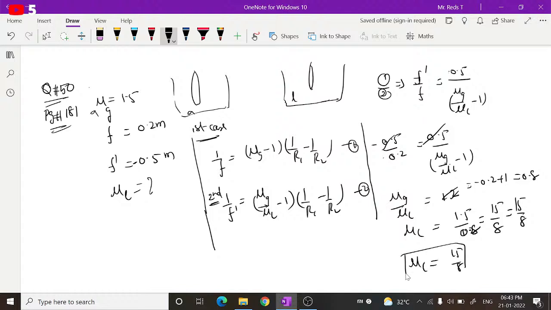Why is it so? You should take the focal length of the lens in the medium. This is a concave lens, and with the sign convention, the focal length will be negative. So f dash should be minus 0.5. So minus of this is equal to 0.2, or mu g by mu l minus 1 is equal to minus 0.2. Then you will get minus 0.2 plus 1, so plus 0.8. Here you have to take a little care.